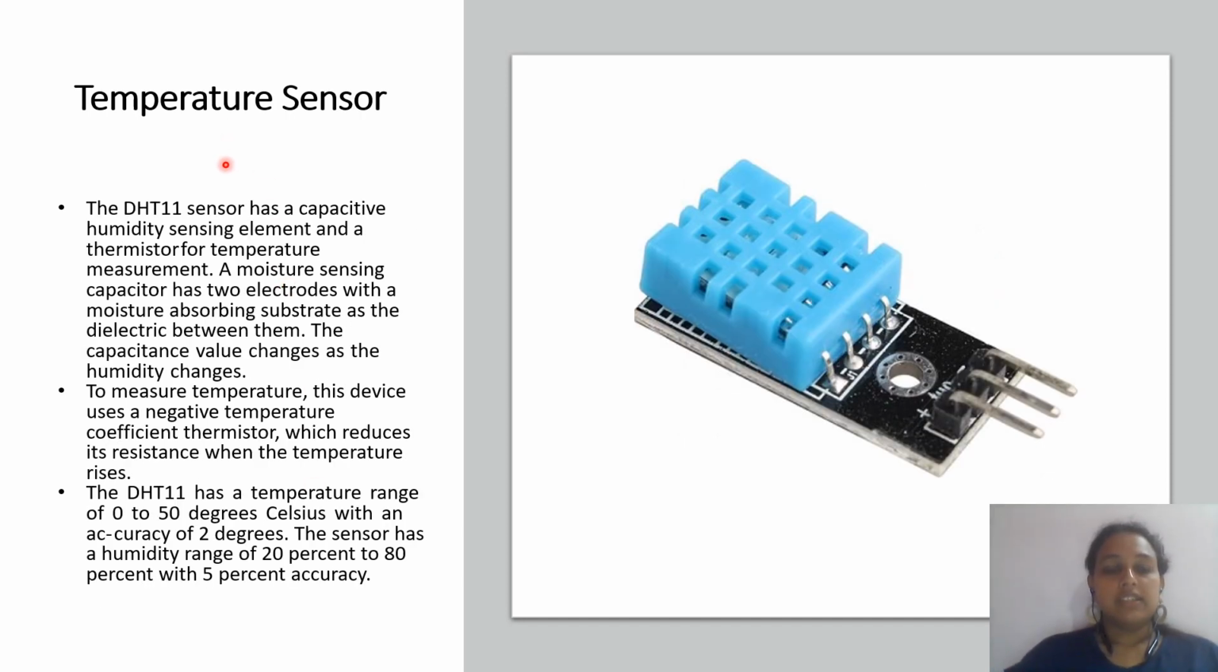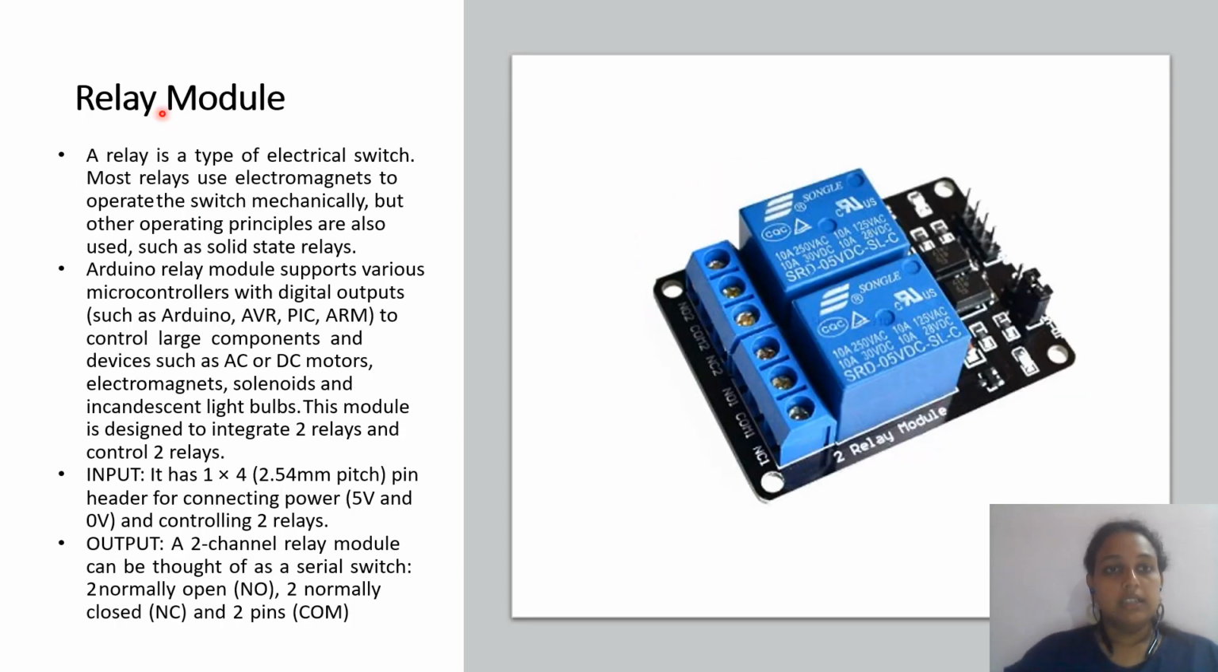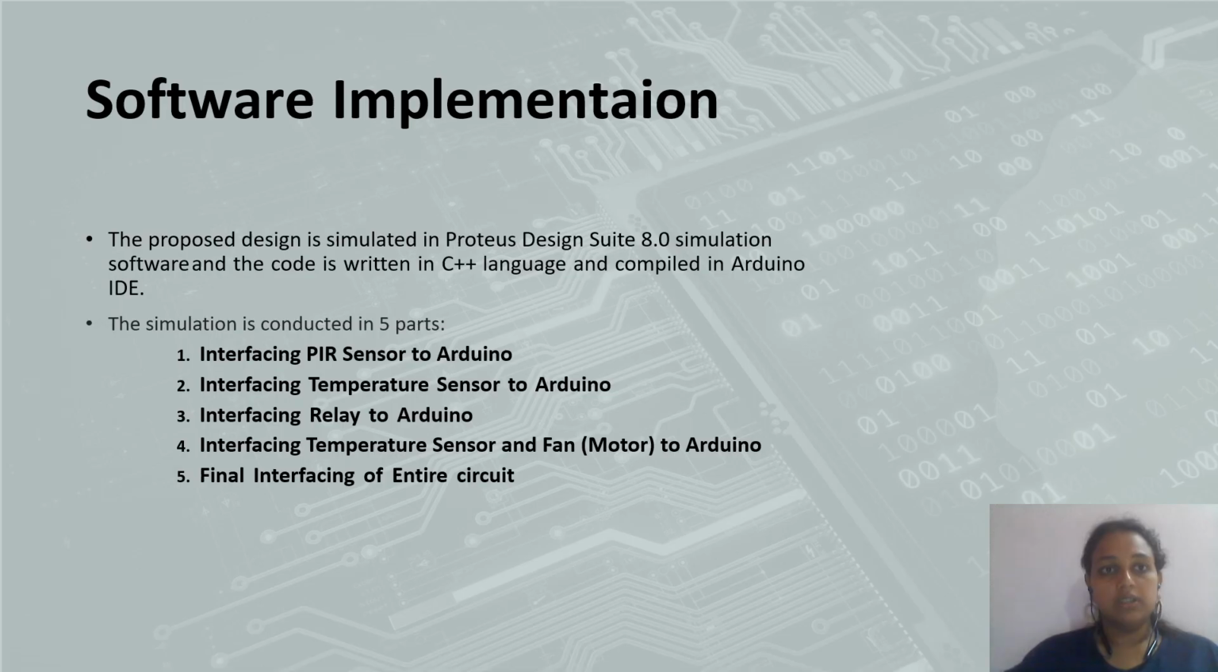Third is my temperature sensor. I have used the DHT11 sensor, which has a capacitive humidity sensing element. The temperature range is 0 to 50 degrees Celsius with accuracy of 2 degrees, and the humidity range is 20 to 80% with accuracy of 5%. The relay module used is the normal one, which acts as an electrical switch.